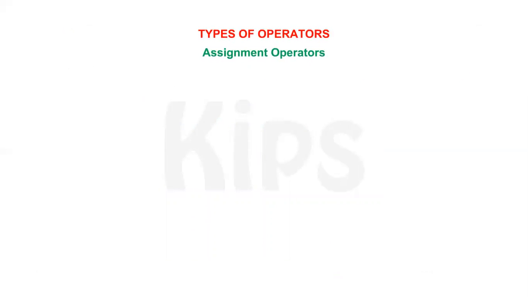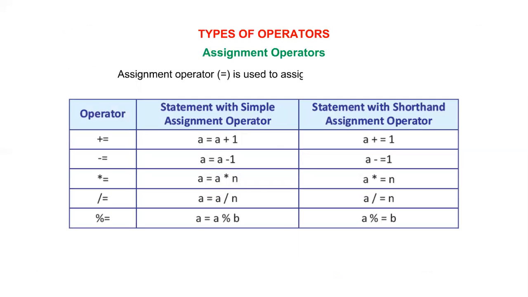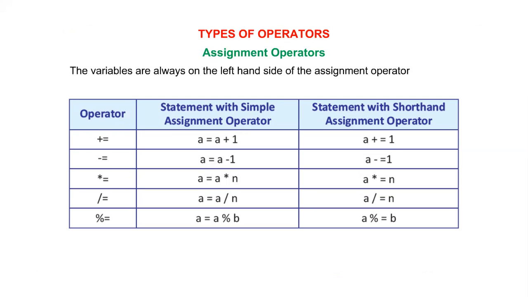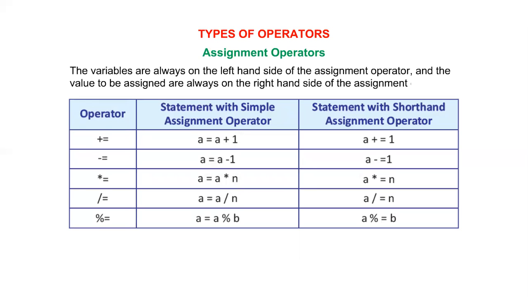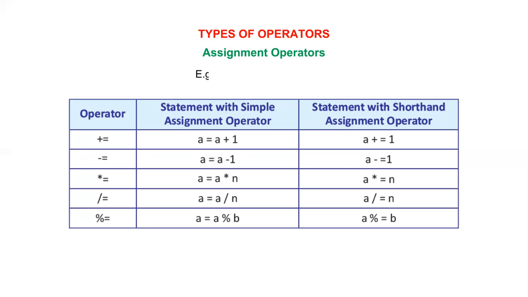Assignment operators. The assignment operator equal to is used to assign a value to a variable. The variables are always on the left-hand side of the assignment operator, and the value to be assigned is always on the right-hand side of the assignment operator. Example, age = 23. Salary = 14,000.